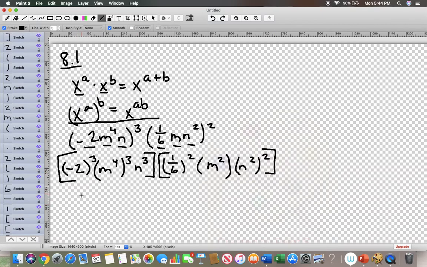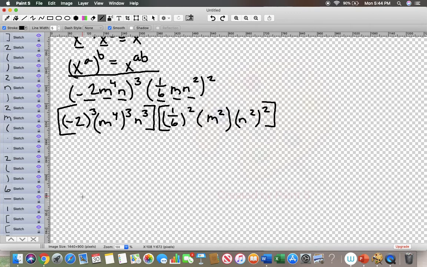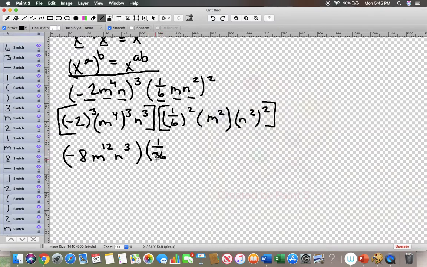Okay, let's simplify. Negative 2 cubed. That's negative 2 times negative 2 times negative 2. That's negative 8. Oh, power to a power, we multiply. So what's 4 times 3? 12. So it's m to the 12th power, n cubed. There's our first set there. What about 1/6 squared? Well, that's 1/6 times 1/6. You can do that in your head. That's 1/36. And then we've got m squared. And then power to a power, we multiply. So that should be n to the fourth power.